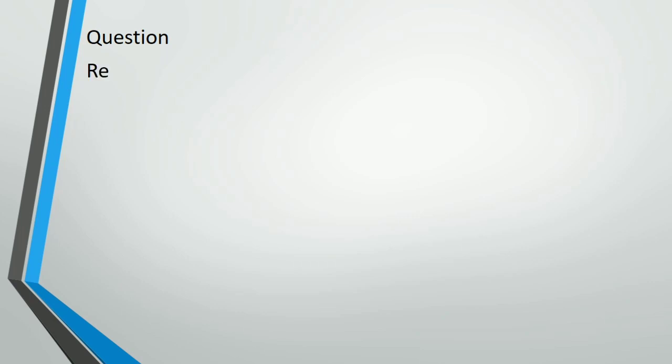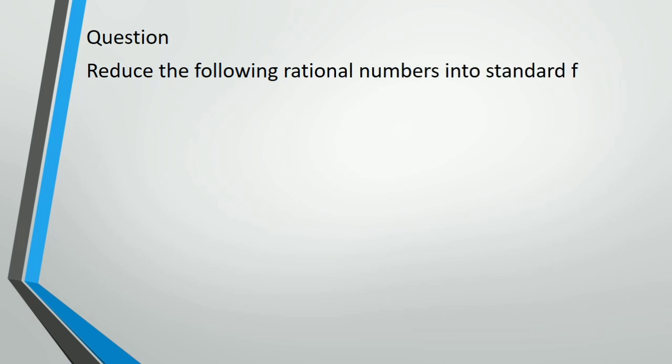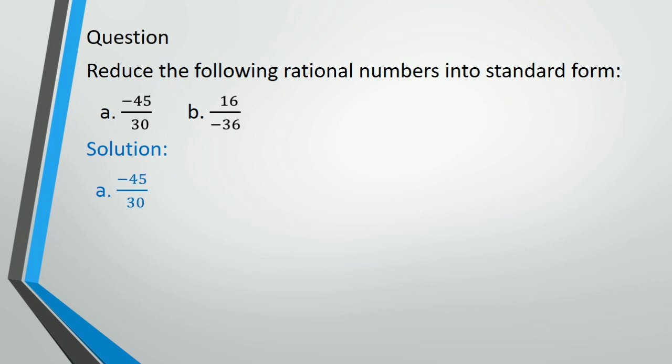Let's solve another question. Reduce the following rational numbers into its standard form. When a rational number is written in its standard form, the numerator and denominator will have no common factor. Here we have two numbers. First one minus 45 by 30 and 16 by minus 36. In the questions we can see the numerator and denominator have common factor in both the numbers, but we need to convert it into standard form so that the numerators and denominators are co-prime numbers in each rational number.